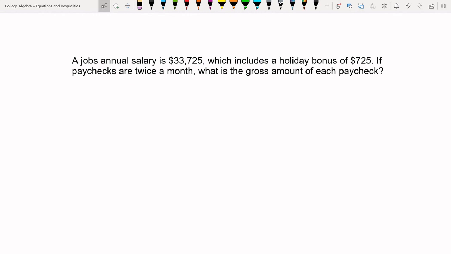Well, we're trying to figure out what's the amount of each paycheck. I'm going to say P here, P for paycheck. I'm going to give that the variable because that's what we're looking for. If paychecks are twice a month and there's 12 months in a year, that means he or she got paid 24 times, and each time was the amount on the paycheck, which is the P variable that we said.